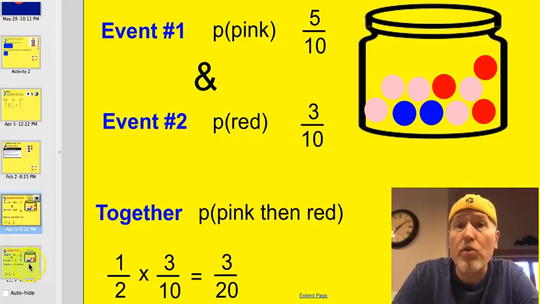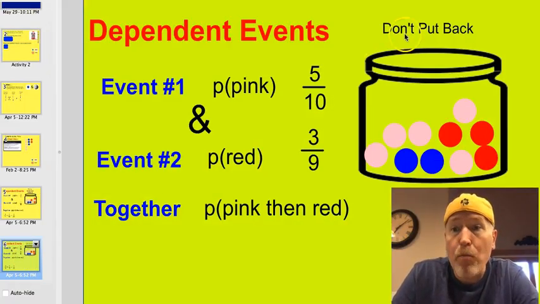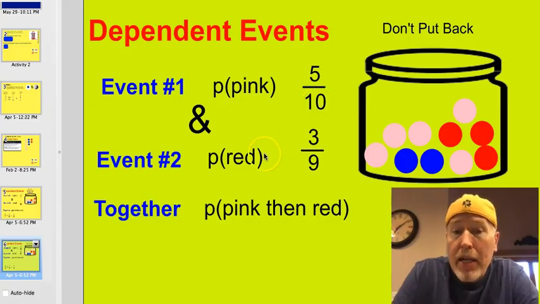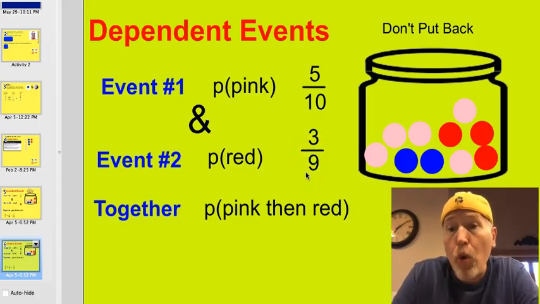Now let's switch to dependent events. This time we're not going to put the marble back, but we're going to do the same experiment. What's the probability of a pink and then pulling the red without putting them back? Okay, well let's think about it. It still hasn't changed. The probability of pulling a pink is still 5 chances out of 10. But the probability of pulling the red is only 3 chances out of 9 because there's 1 less marble in the jar. There's still 3 red ones possible, but there's only 9 total marbles because we held on to the first marble we pulled out.